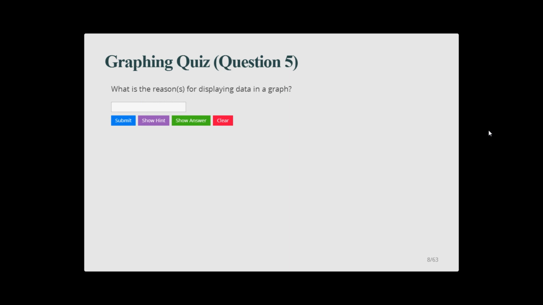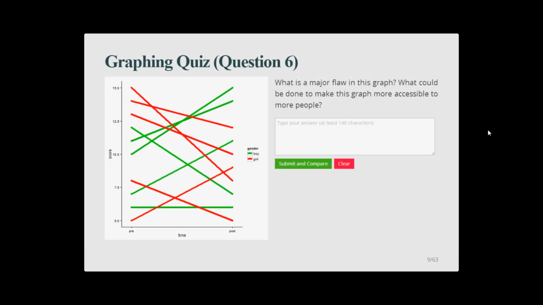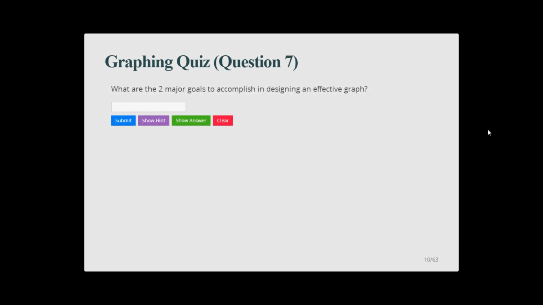Question 5. What is the reason or reasons for displaying data in a graph? Question 6. Looking at this plot, what is a major flaw in this graph? What could be done to make this graph more accessible to more people? And our final question, what are the two major goals to accomplish in designing an effective graph? We'll revisit these questions, this quiz, later at the end of the presentation to see what you've learned.